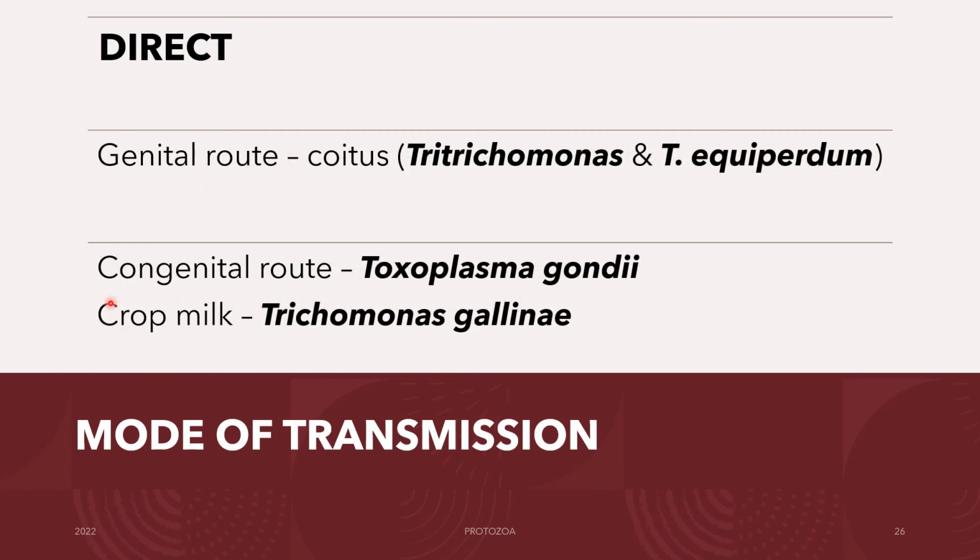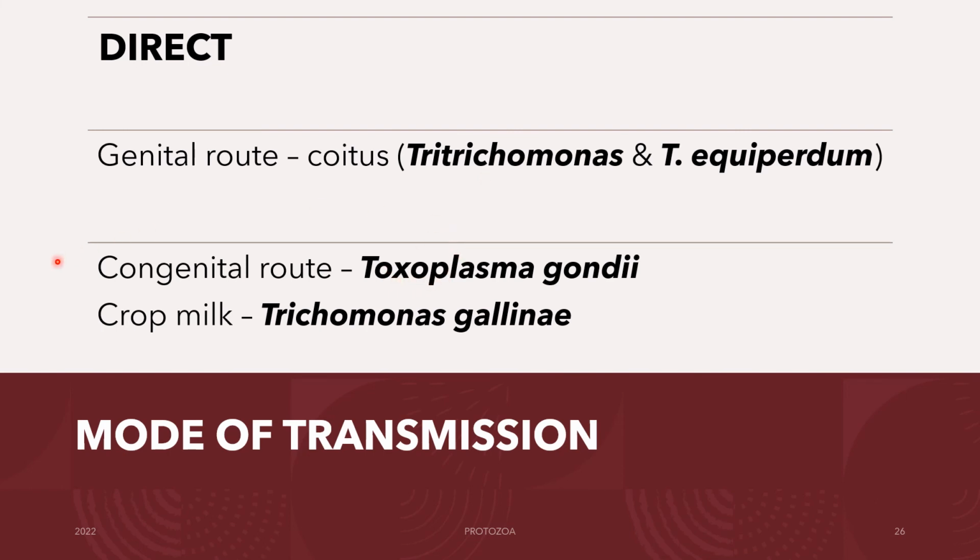Another direct route of transmission is the genital route, through coitus. An example of protozoan parasites that is being transmitted via this route is the Trichomonas and the Trypanosoma equiperdum. So these are also known as venereal infections.